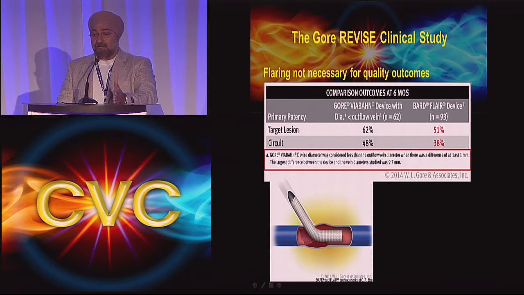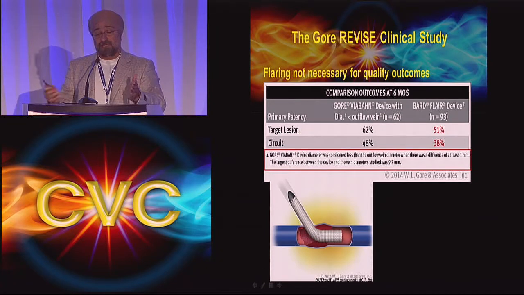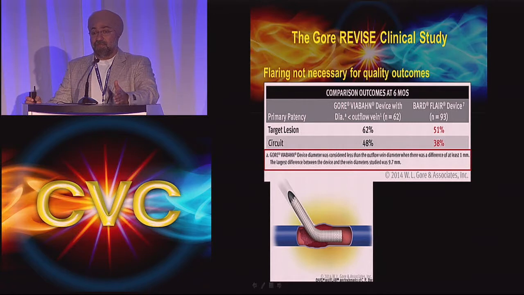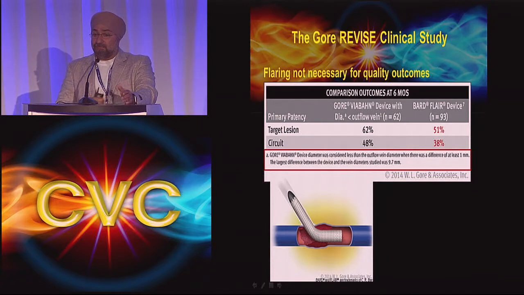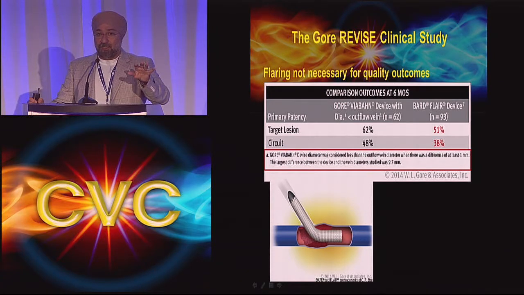Fistulas, once you place them, they take a while to mature. It's like a good relationship. It takes a while to mature. They last a long time. When they go down, then it's very hard to revive them, but now we figured out ways, and that's where the endograft comes into play. Dialysis grafts are like just casual dating. 6 months, they work great, then they go down, keep them open, 6 months, they go down, and that's a circuit that goes on.